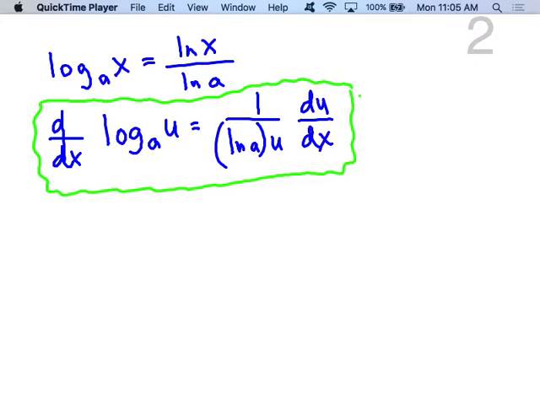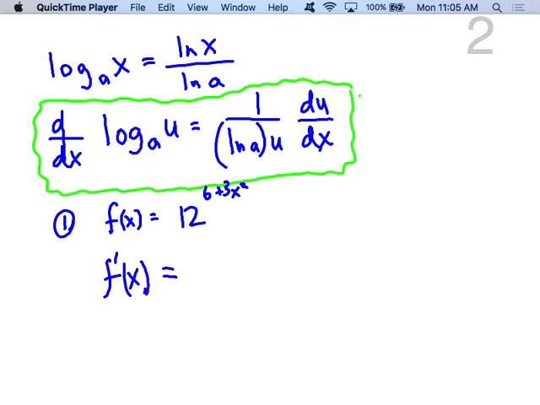A couple quick examples for you, if I can find my notes. Let's leave this up here. F of x, call this number 1. F of x is equal to 12 raised to the 6 plus 3x squared. What's F prime?